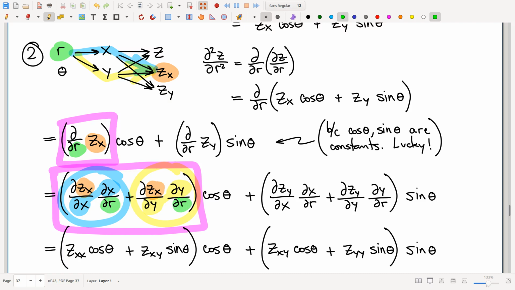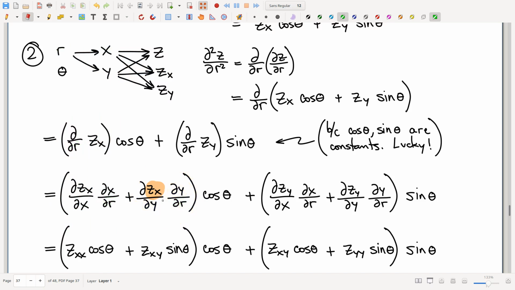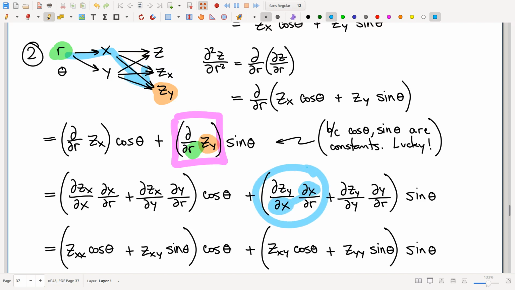Okay, analogously, now over here on the other side, looking at the next term, the partial of zy with respect to r. Okay, well, zy is there, r is there. Again, I have two paths. There's this x path that gives me this x term. And there is this, I guess I'll use red, this y path that gives me this y term.